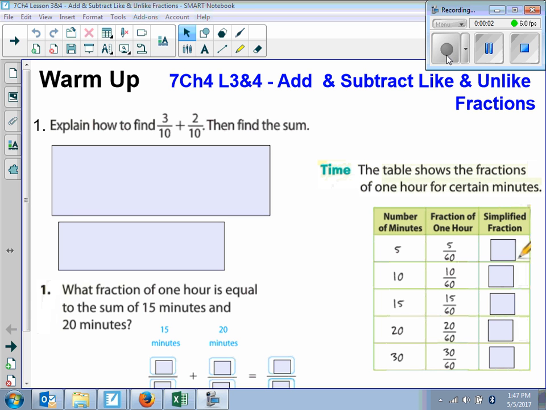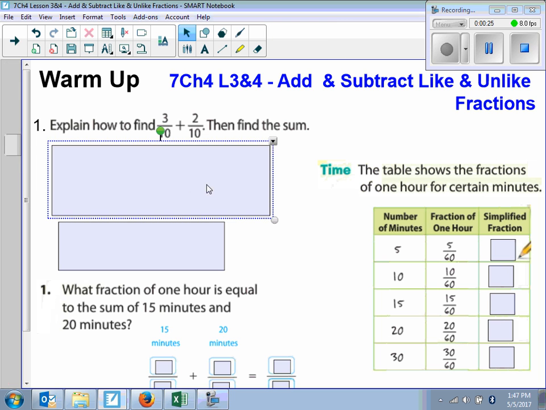All right, so chapter 4 is we're doing lesson 3 and lesson 4, and it's add and subtract like and unlike fractions. So for example 1, problem 1, it says, explain how to find 3/10 plus 2/10 and then find the sum. So how do I do it?